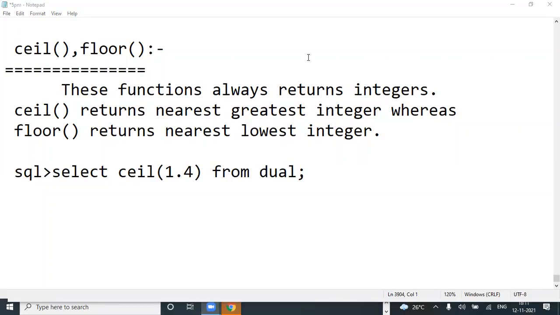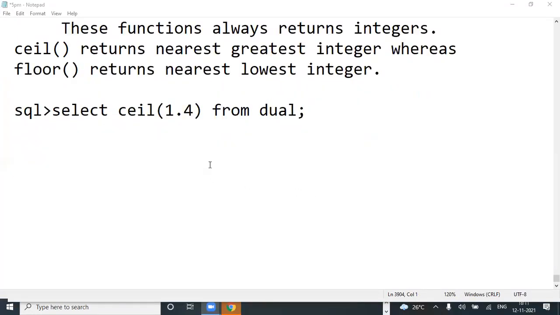1 or 2 or 3 or 4 or 5 or 1.4 or 1.5 or 1.3. Only one answer is correct. Very good, integer. But CEIL means the nearest greatest integer. Very good, greatest integer. 1 or 2 or 1.5? Okay, the output is a number, an integer, not a floating point. Very good. The output is an integer, not a floating point value.